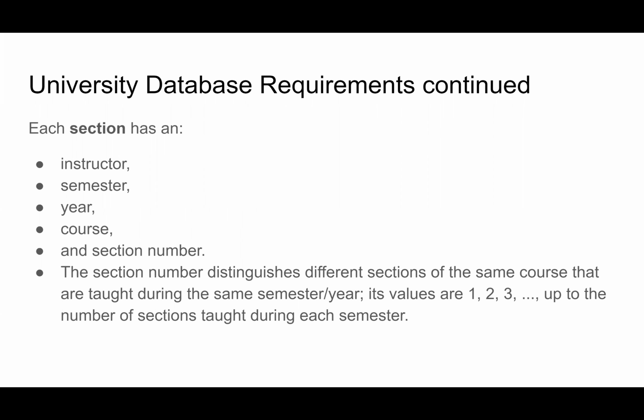Each section has an instructor, semester, year, course, and section number. The section number distinguishes different sections of the same course that are taught during the same semester and year. Its values are 1, 2, 3, up to the number of sections taught during each semester. Go ahead and pause the video here.